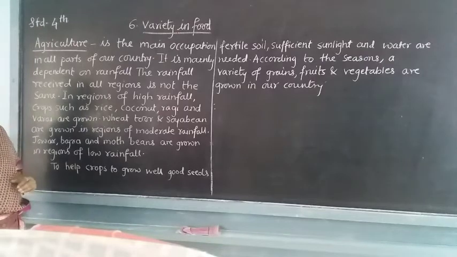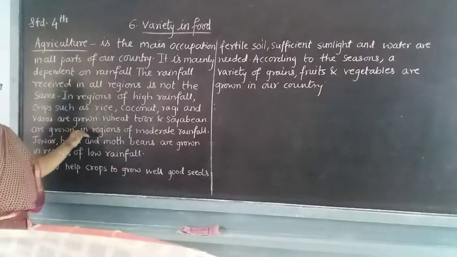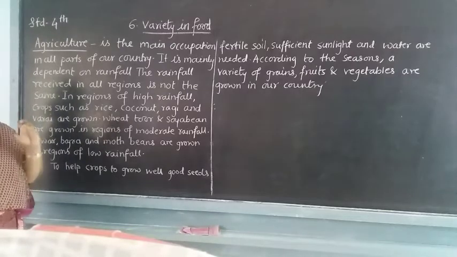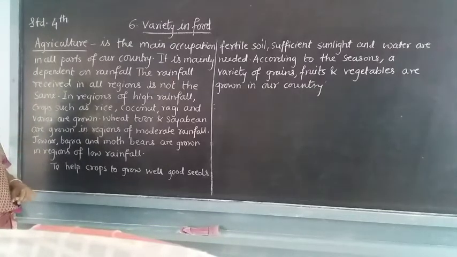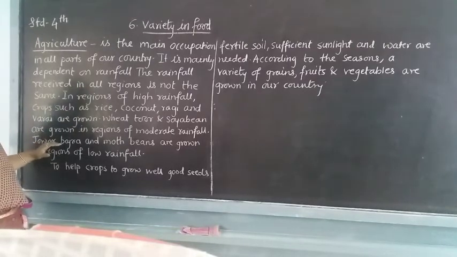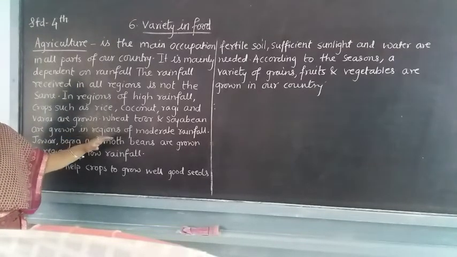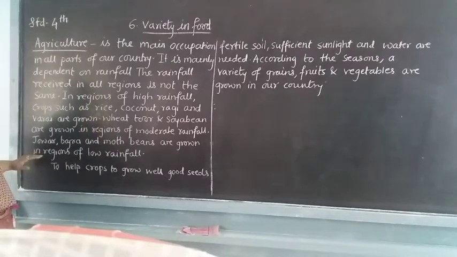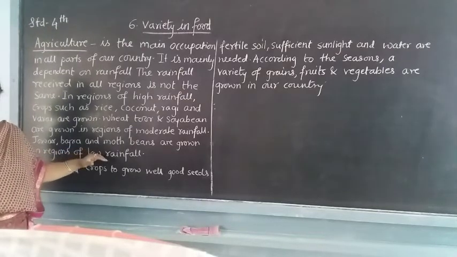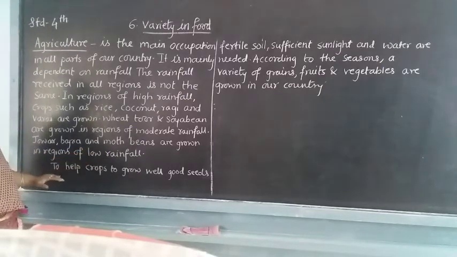Wheat, tur and soybean are grown in the moderate rainfall region, where there is medium rainfall. Jowar, bajra and moth beans are grown in the low rainfall region.